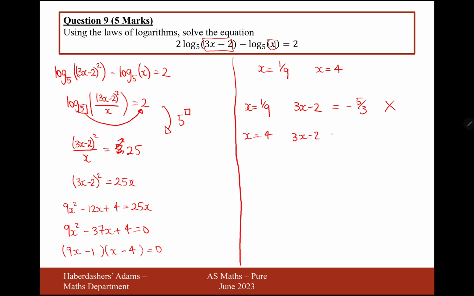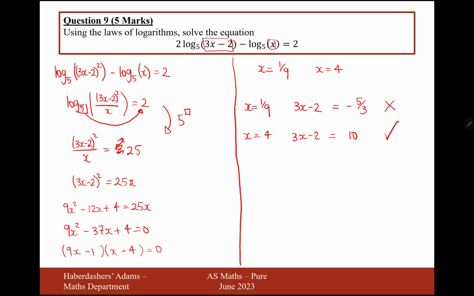When x equals 4, 3x minus 2 will give you 12 minus 2, which is 10, which would be a valid value to be inside a logarithm. The other logarithm we should test as well, but that is just an x where we have two positives already. So that isn't a worry for us. It's the 3x minus 2 that we really had to check, because it was less easy to see whether we would have a positive or a negative value in there.